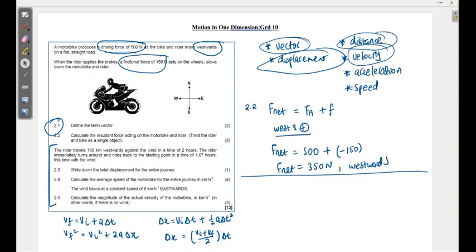Then from there we can then say they said the rider travels 160 kilometers westwards against the wind in a time of 2 hours. The rider immediately turns around and rides back to the starting point in a time of 1,67 hours, this time with the wind. Write down the total displacement for the entire journey. What would be the displacement there?